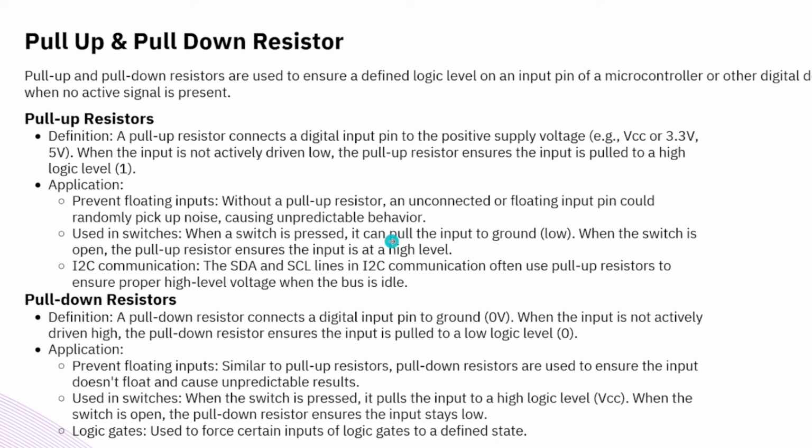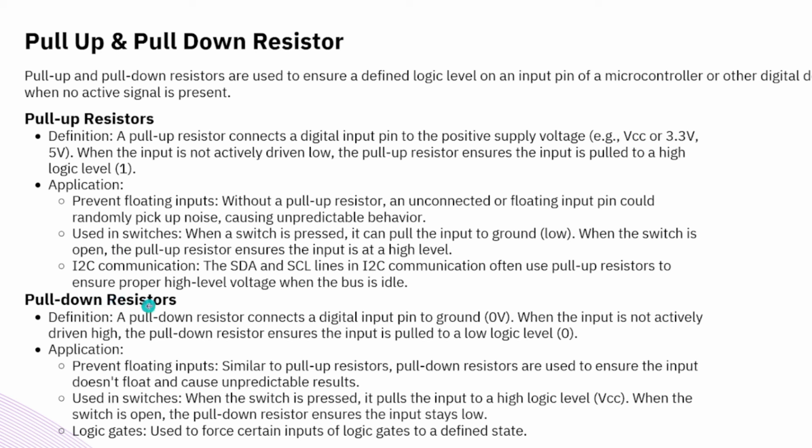When a switch is pressed, it can pull the input to ground. When the switch is open, the pull-up resistor ensures that the input is at a high signal. Then I2C communication: you will see SDA and SCL lines in I2C communication often use pull-up resistors to ensure a proper high level voltage when the bus is idle. This we'll be seeing in examples where we will be using SD cards.